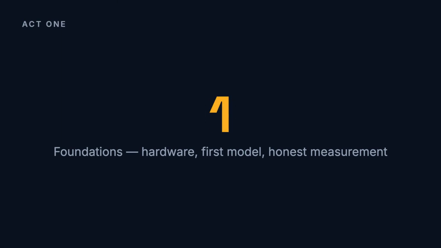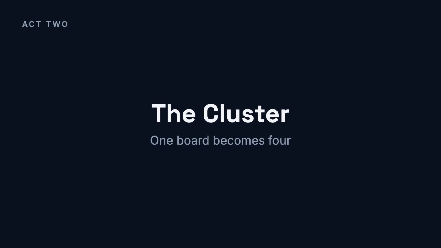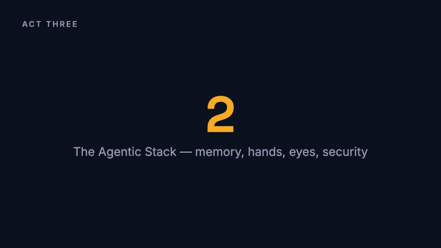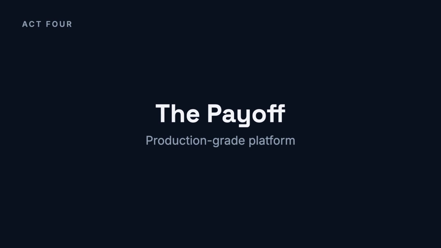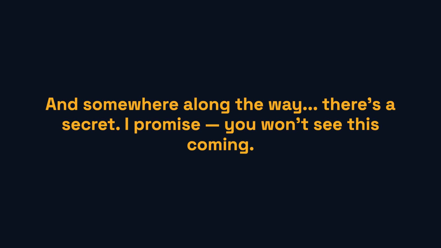So here's the plan. 4 acts. Act 1, foundations: hardware, first model, honest measurement, and making models small enough to be practical. Act 2, the cluster: 1 board becomes 4, with shared storage and real web addresses, so the lab survives a machine dying. Act 3, the agentic stack: we give the lab a memory, hands, eyes, and a security gate in front of all of it. And Act 4, the payoff, production grade, with a real platform on top. And somewhere along the way, there's a little secret I'm saving for you. I'll just say this, I promise you won't see this coming.